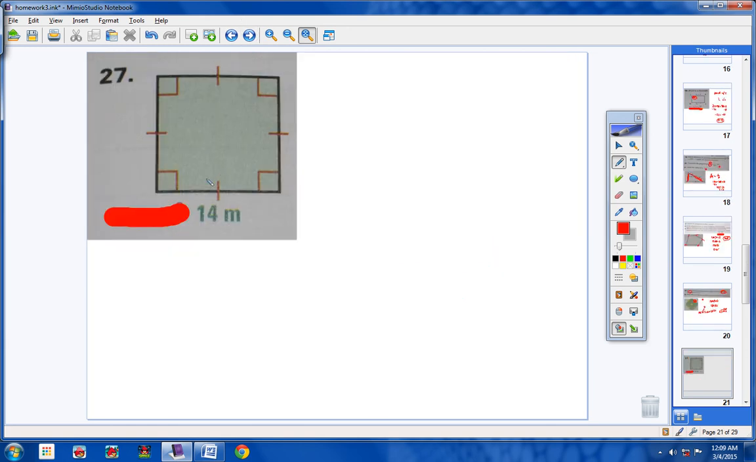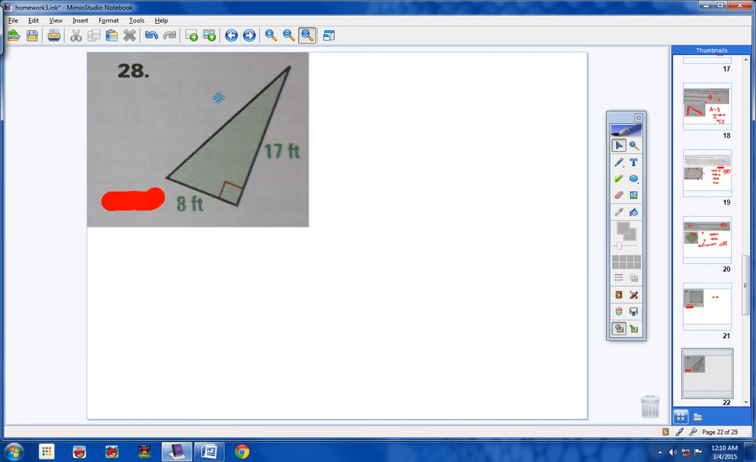All right, 27, find the area of the polygon, okay? I have a square, and the way that you find the area of a square is to take the side times the side. So 14 times 14 equals 196, okay? Square meters. All right, number 28, let's find the area of a triangle. Well, the formula for area of a triangle is 1/2 times the base times the height. Now remember, the height has to be a line that forms a right angle with the base, okay? So notice this side here forms a right angle with this side here. So my base is 8 and my height is 17. So I'm going to take 1/2 times 8 times 17, and we're going to get 68 square feet.